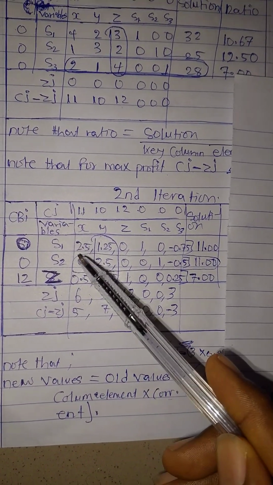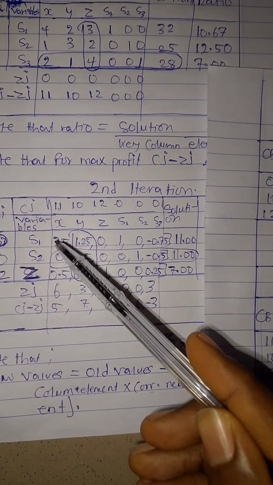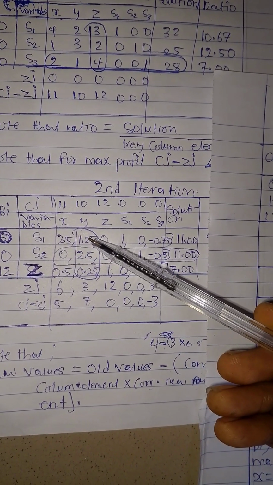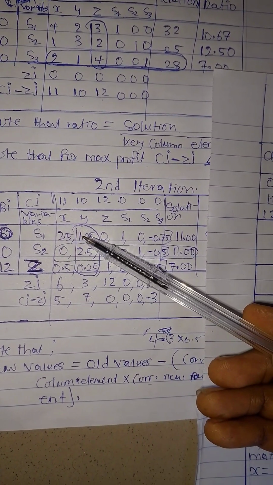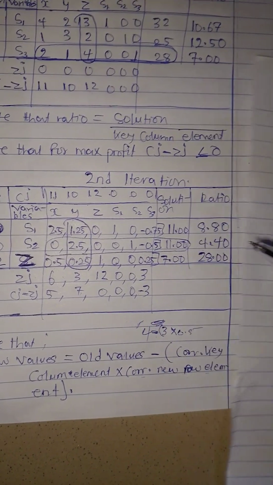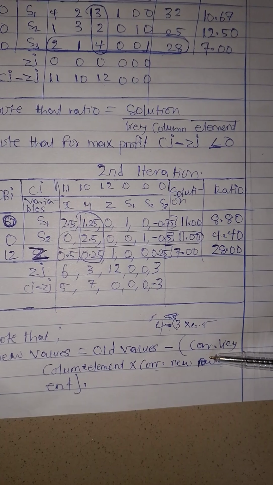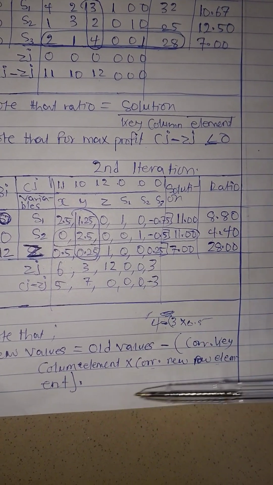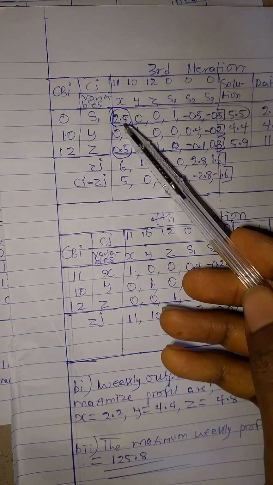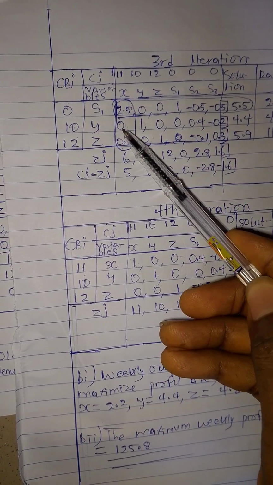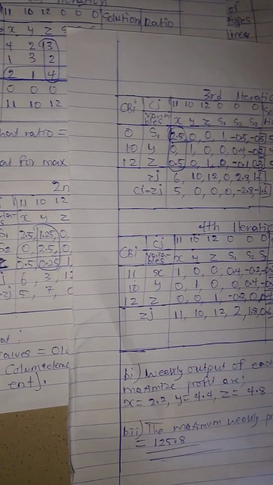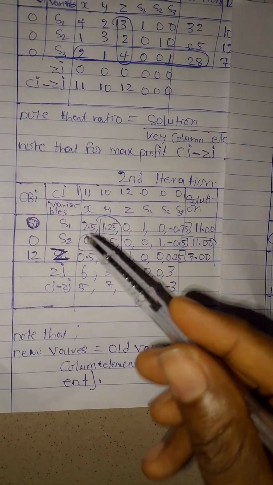So that becomes 2.5 minus, in brackets, if you check in this row, the corresponding key column element here is 1.25. So the old value is 2.5, minus the corresponding key column element 1.25, times the corresponding new row element. The new row element is 0. So that will give me 2.5.